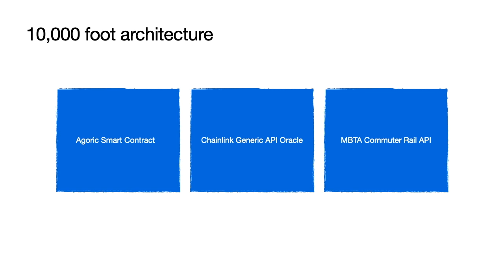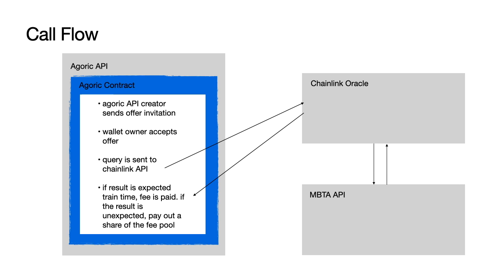So, just a very high level architecture. There's three components interacting here: the Agoric smart contract, the Chainlink Oracle, and the MBTA public commuter rail API. And the call flow goes something like this. The Agoric API creator will send an offer, an invitation to a wallet owner who is interested in taking part in the transaction. If the wallet owner accepts this offer, a query is sent to the Chainlink Oracle. That in turn is forwarded to the MBTA API, and the result of the API call, which is guaranteed by the Chainlink network, ends up returning to the Agoric API, and we make some decision based off of that information.